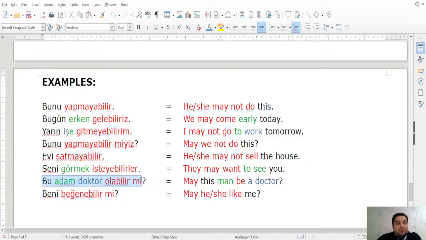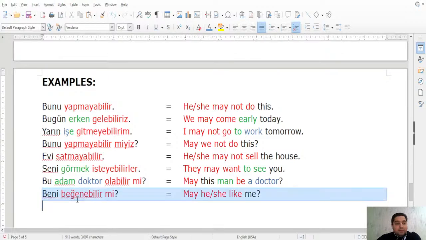The seventh example, bu adam doktor olabilir mi? May this man be a doctor? Is there a possibility that this person is a doctor? Okay. Bu adam doktor olabilir mi? May this man be a doctor?